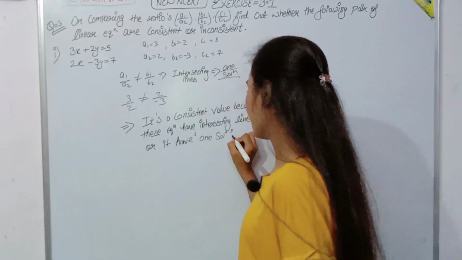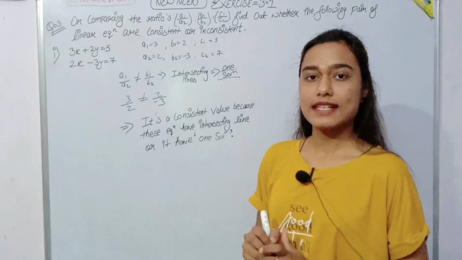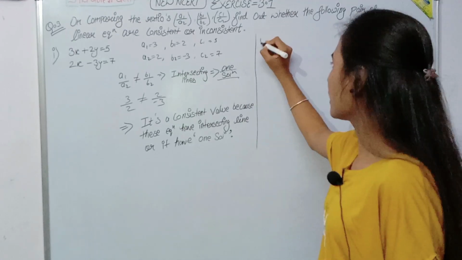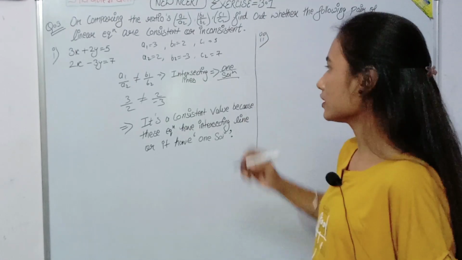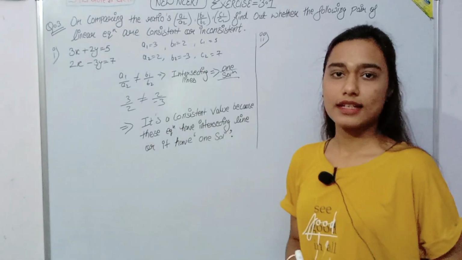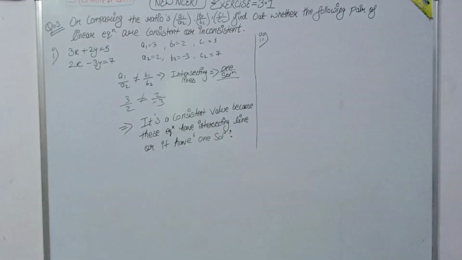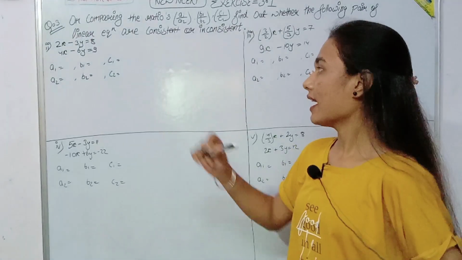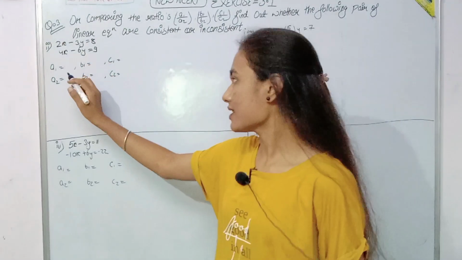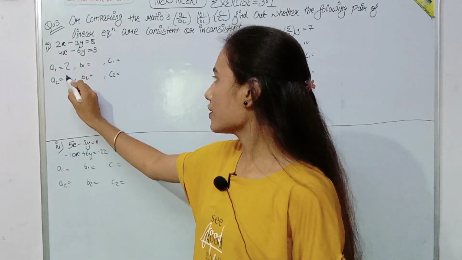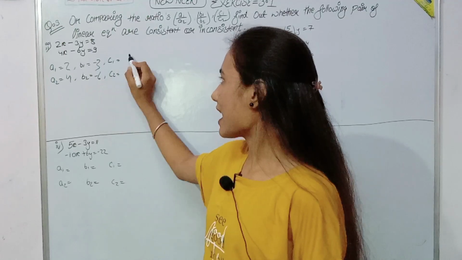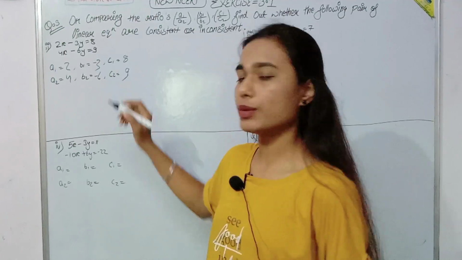Okay. Now, the second part of the third question. First, take a screenshot of this, then come to the next part. So, question number 3, part number 2. The value of a1 here is 2 and a2 here is 4, b1 here is minus 3, b2 here is minus 6, and c1 is 8, c2 is 9.